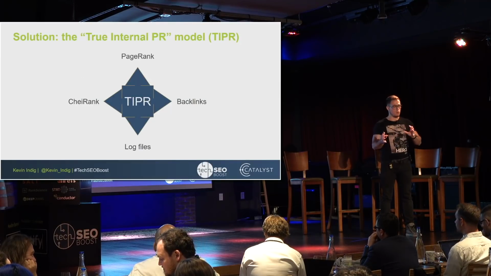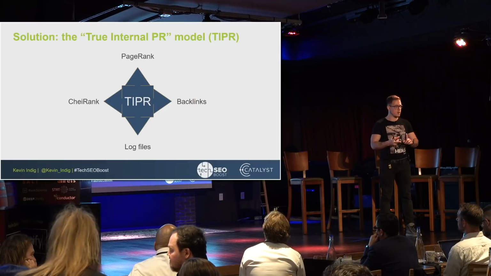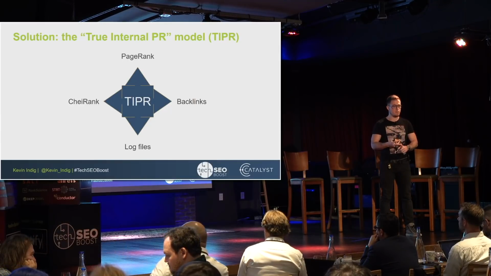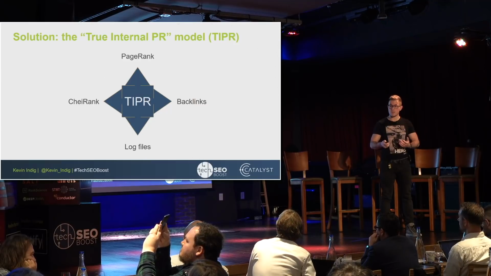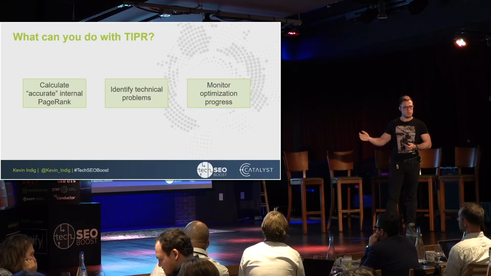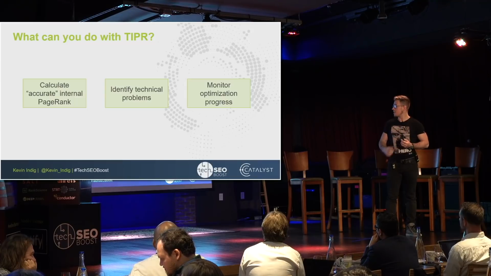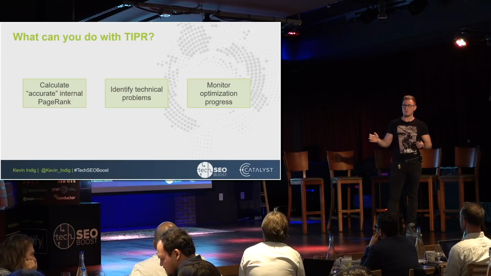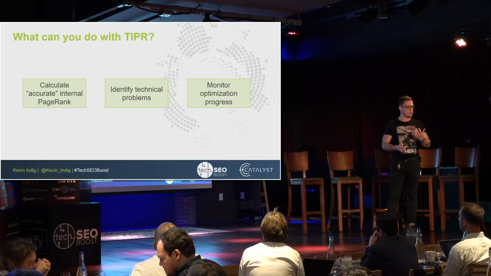And this is what I came up with. It's called TIPR, which stands for True Internal PageRank. It combines PageRank, CheiRank, which is an inverse PageRank, log files, and backlinks in one big mashup. And this is how it looks. You can use it to calculate the true internal PageRank of your pages. You can identify technical problems, and you can monitor the progress after you come up with some recommendations.